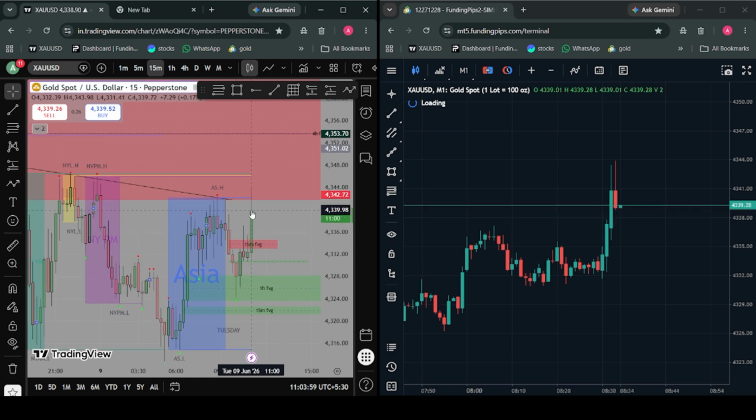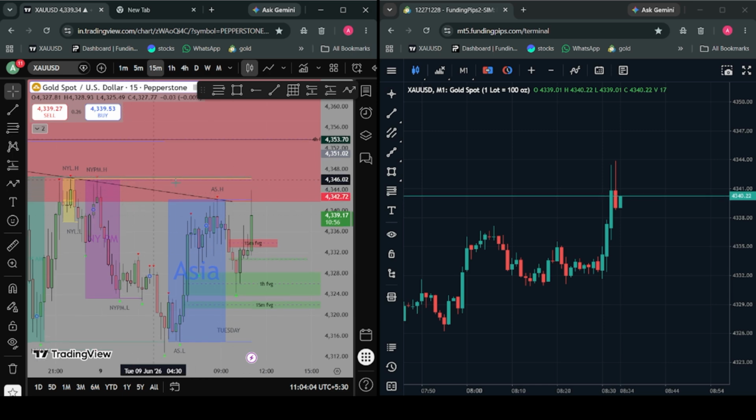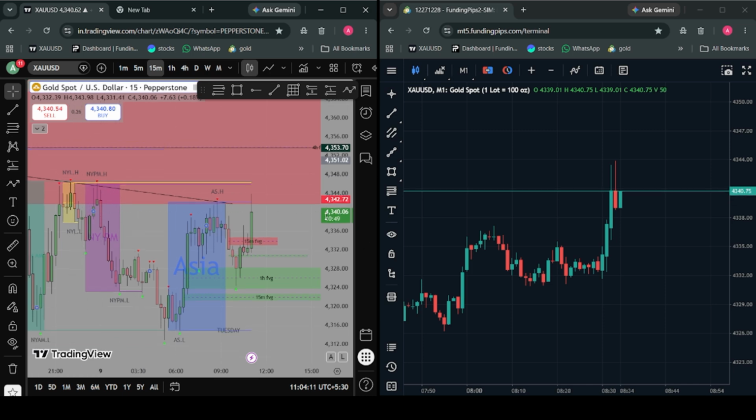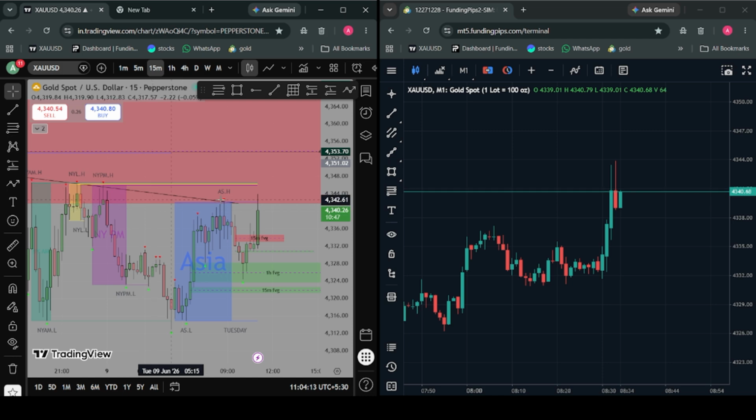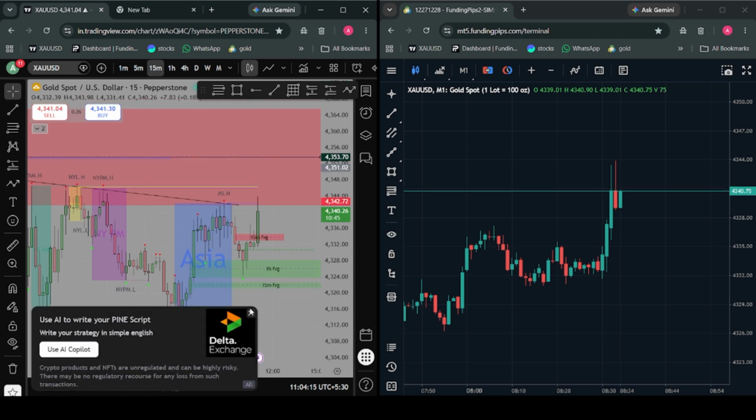But if we see a good 5 minute फेयर वैल्यू गैप around this area, और ये लिक्विडिटी अभी टेक ओवर नहीं हुई है, then we can target these highs. So that will be our entry for the day. So let's see what happens.